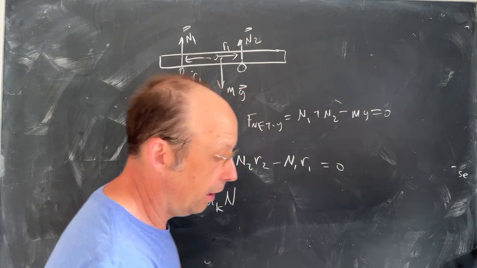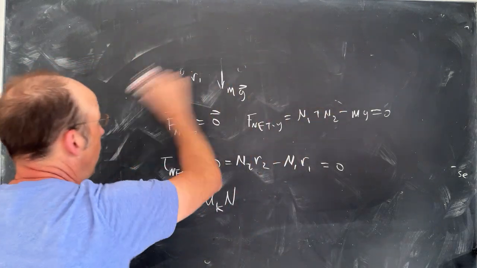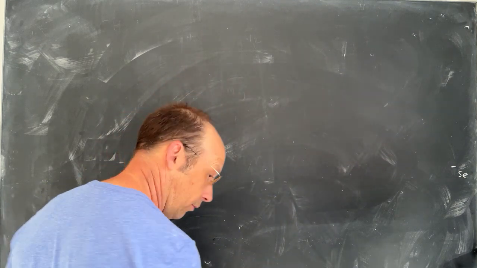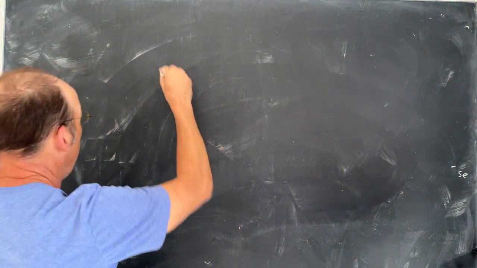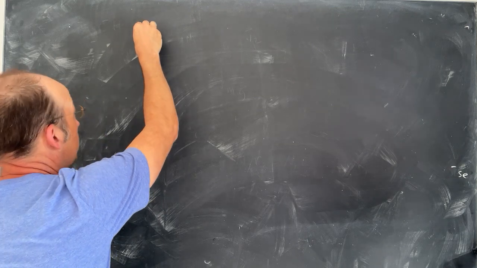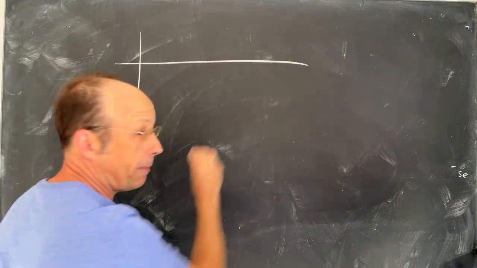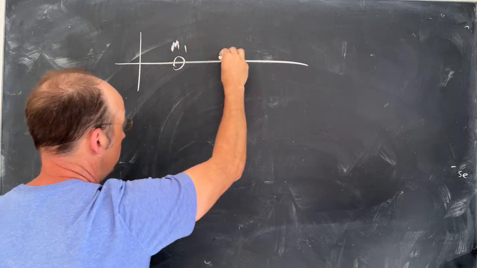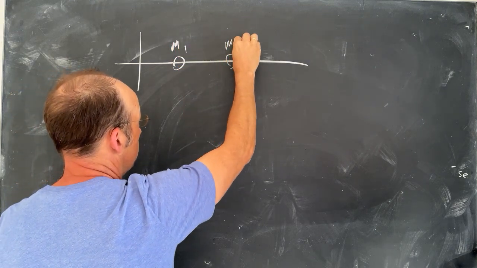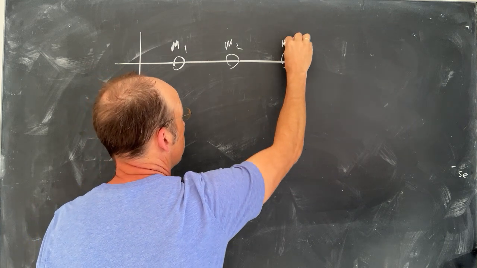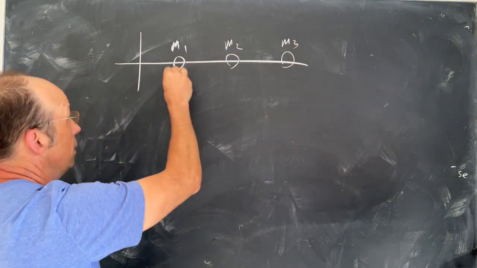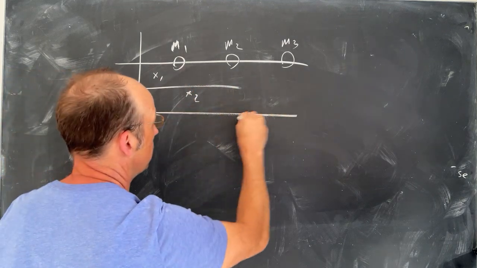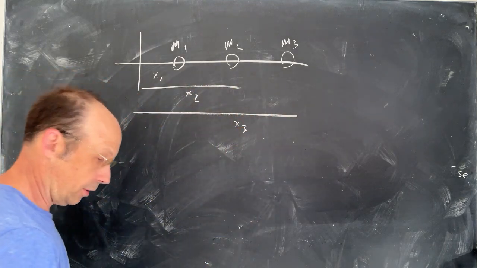Okay, let's find the center of mass. Define the center of mass, because this is kind of useful. Imagine that I have, dropping my meter stick, 3 masses, and they're at different locations. Here's M1, here's M2, here's M3. And they're on the x-axis, so they have x values of x1, x2, x3. My chalk's not working so well.